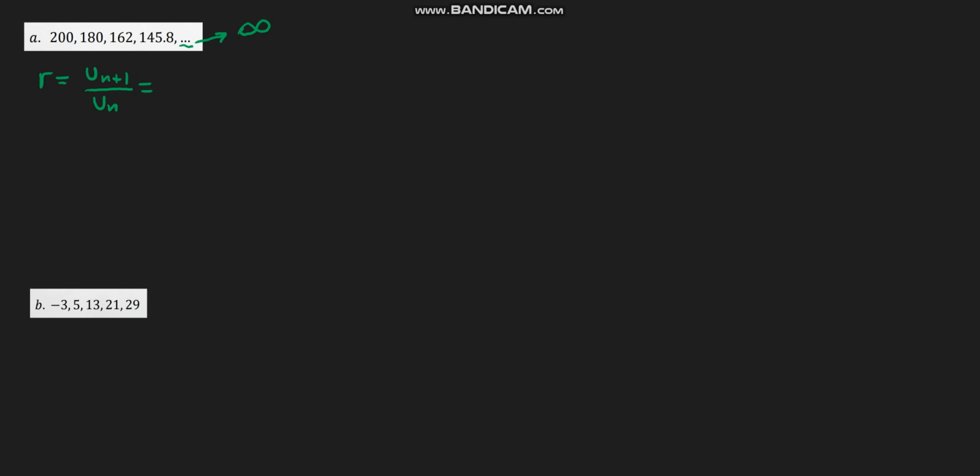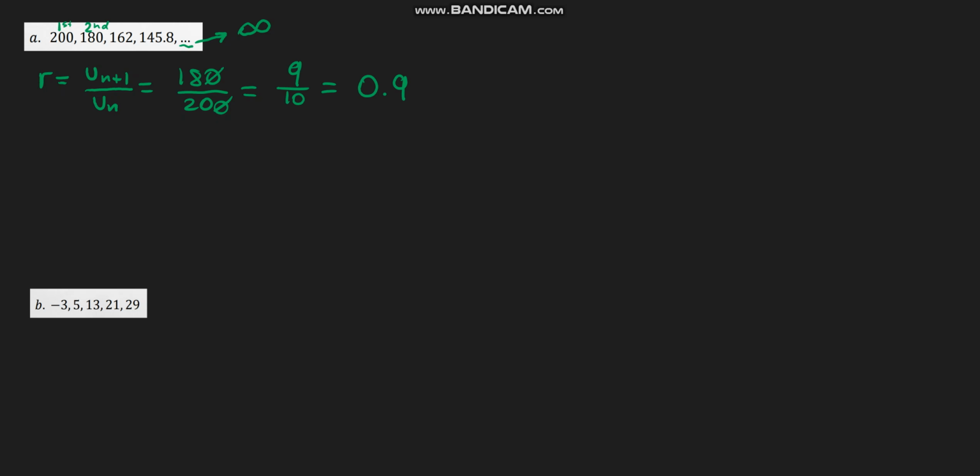Okay, and let's choose our u of n as our first term, which is 200. So our u n plus 1 will be our second term, which is 180. So we get 180 over 200. And this can simplify into 18 over 20. We can divide both by 2. So we get 9 over 10, which we know as 0.9. So our r is 0.9.